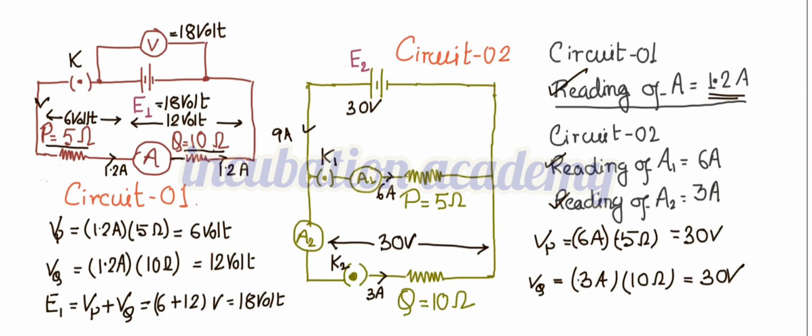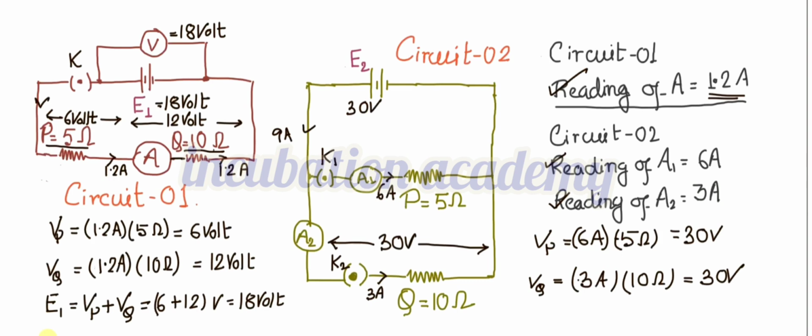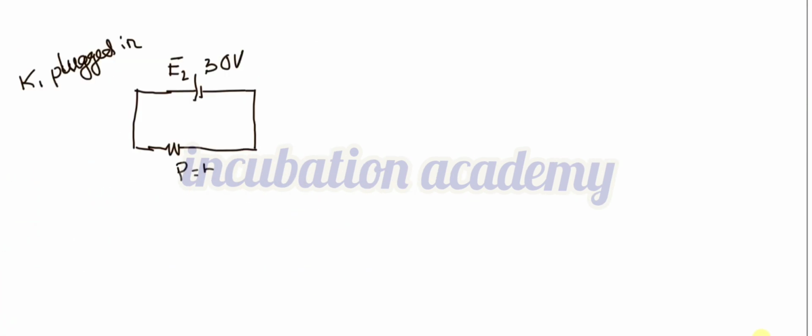I am drawing this on the next page. This is the 30 volt, this is the 30 volt EMF, that is E2. When only K1 is plugged in, K1 plugged in means this circuit is operated, and plugged in means the switch is on. In that particular case, we can say the current is flowing through this capital P. What is the resistance of capital P? The resistance of capital P is 5 ohm. So this is capital P, and this resistance is 5 ohm.